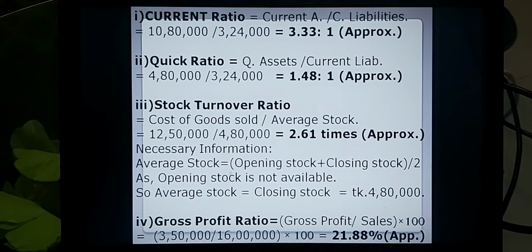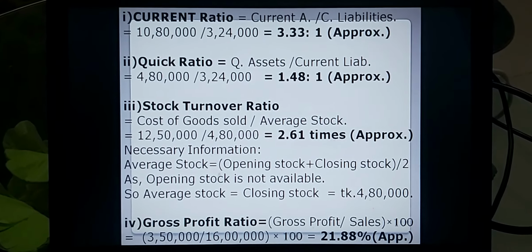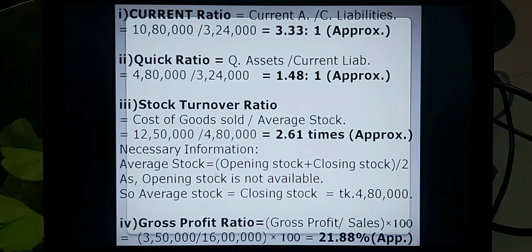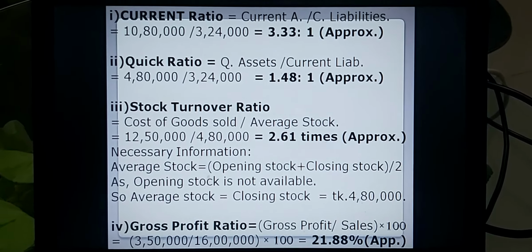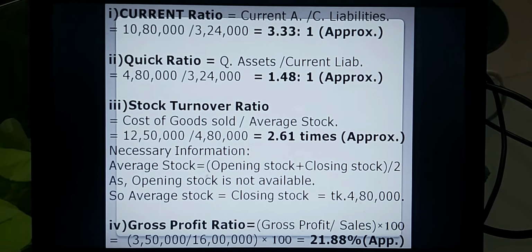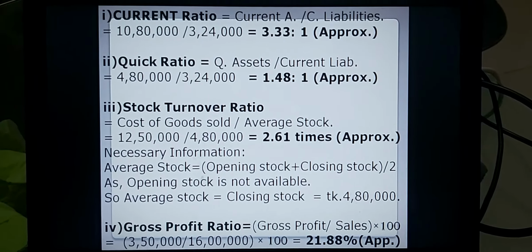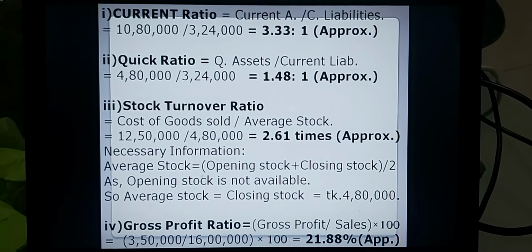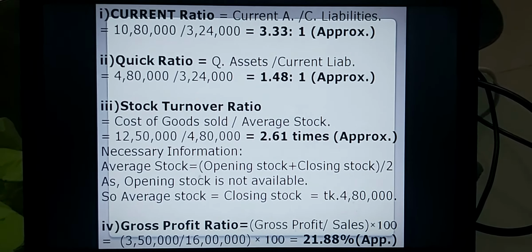Current assets 10,80,000 divided by current liabilities 3,24,000 is equal to 3.33:1. That is approximate value. That is satisfactory for business because current ratio standard is 2:1. So current assets and current liabilities ratio, that is 3.33:1. This is very satisfactory for business.